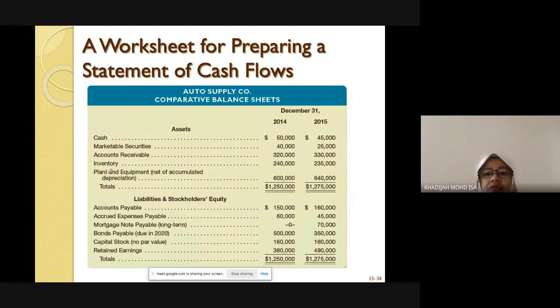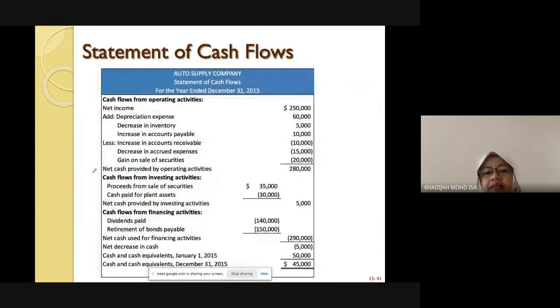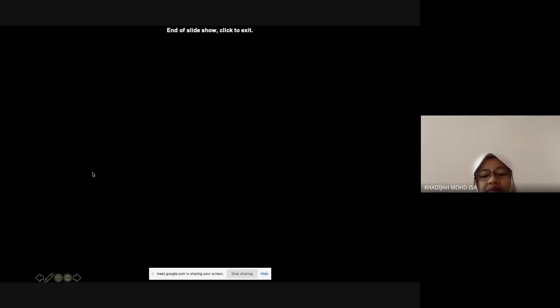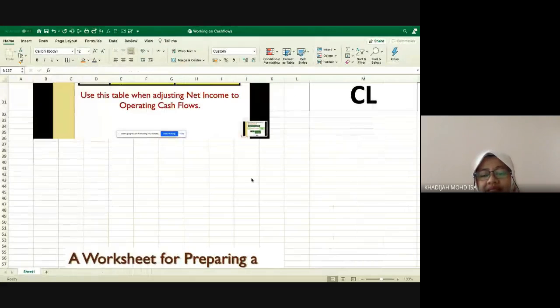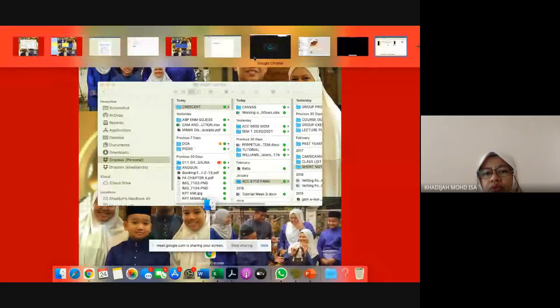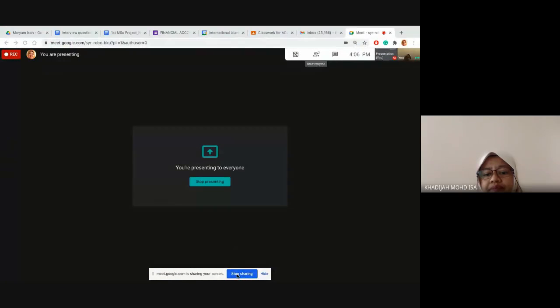So this is the one that we have done adjustment for just now. Okay, that's covered for your topic on cash flow. So later we'll do one tutorial question, for example. Maybe I'll do one tutorial for that.